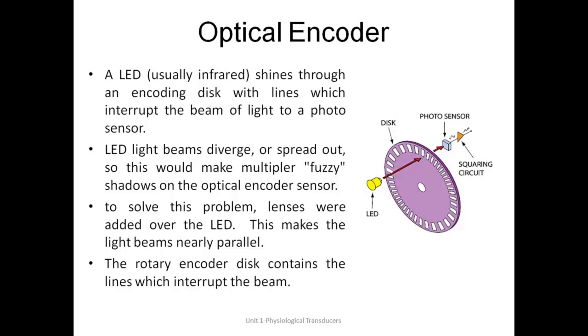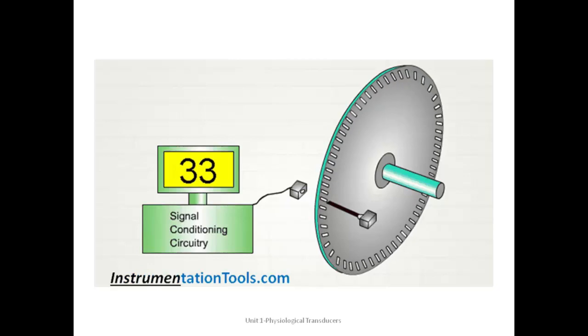The very next moment there's an opaque slot, the light gets blocked, the photo sensor doesn't receive any light, and so it gives 0 as your voltage output. So the output that this photo sensor will give you will actually be in terms of some pulse train. And that pulse we can actually count.